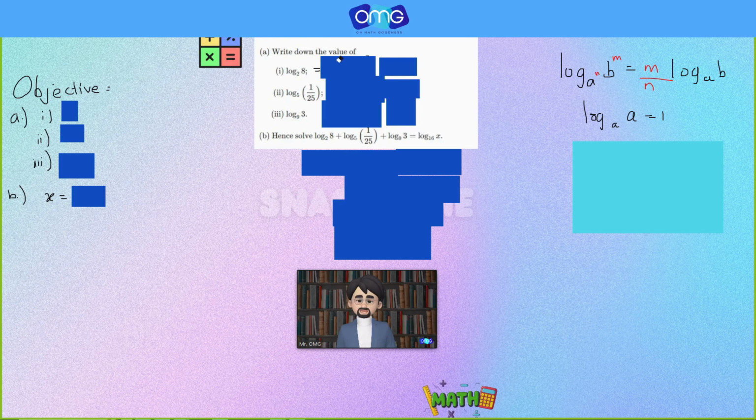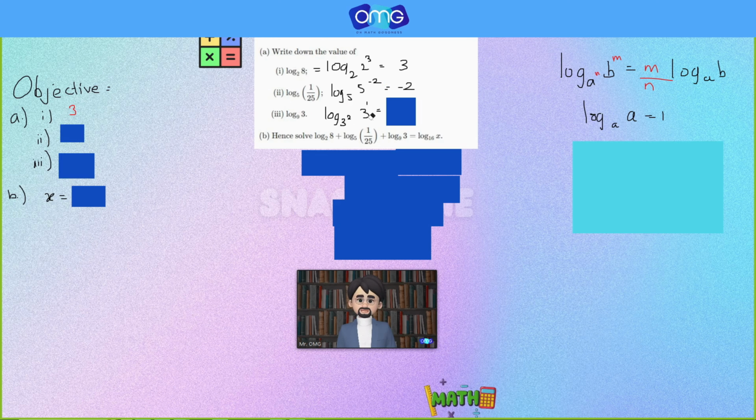So what's the relation? Log base 2 of 8 is log base 2 of 2 to the power of 3, where 8 is 2 to the power of 3. So the answer is 3. The second one is log base 5 of 5 to the power of negative 2, and the answer will be negative 2. And the last one is log base 3 squared of 3 to the power of 1, which gives us half, 1 over 2. And this is the value for each of these.